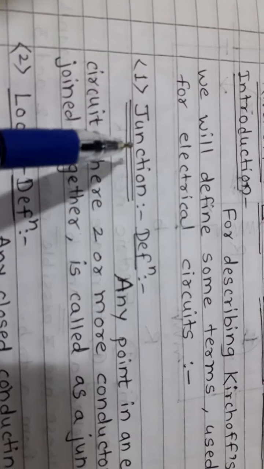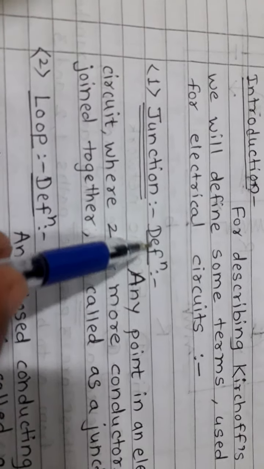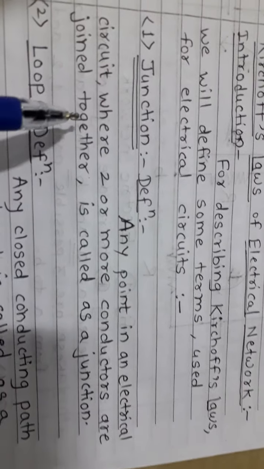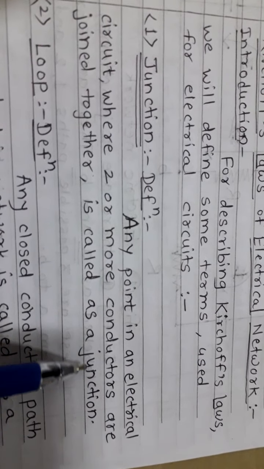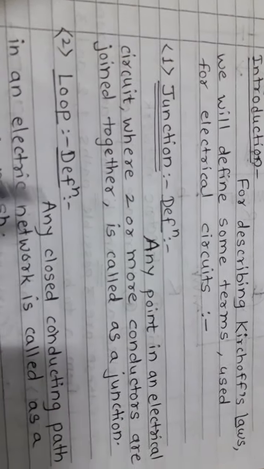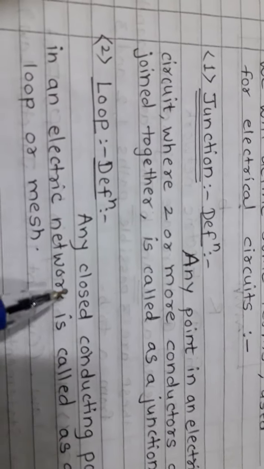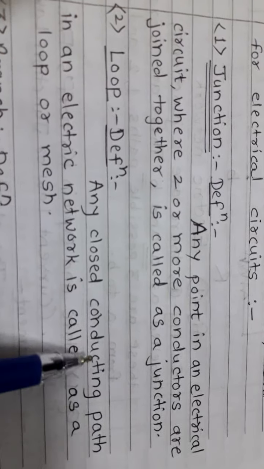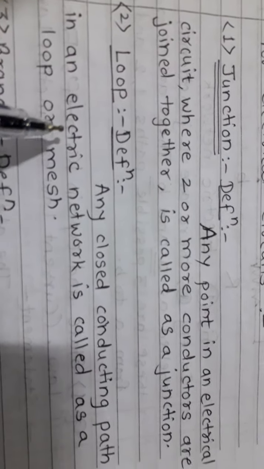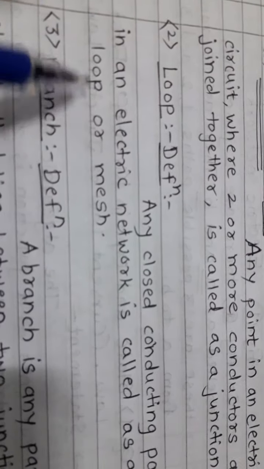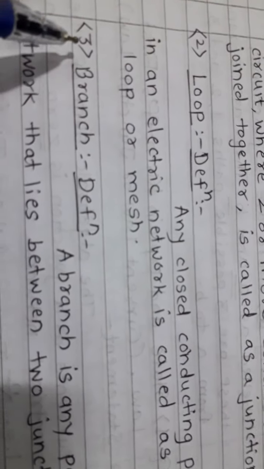Number 1, junction. Definition: any point in an electrical circuit where two or more conductors are joined together is called as a junction. Number 2, loop. Definition: any closed conducting path in an electrical network is called as a loop or mesh.